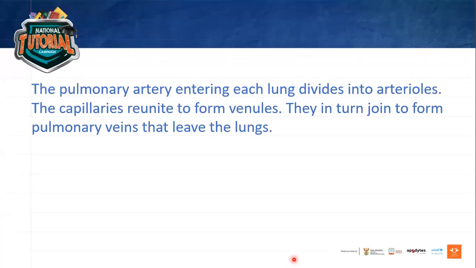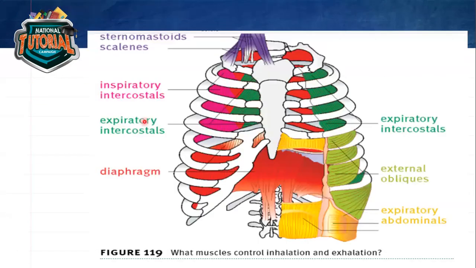And then the pulmonary artery, it enters each lung and it divides into arterioles. And then the capillaries reunite to form the venules. They in turn join to form pulmonary veins that will then leave the lungs. And then here's the structure now. To make it simpler for you to see, we've got this structure over here.